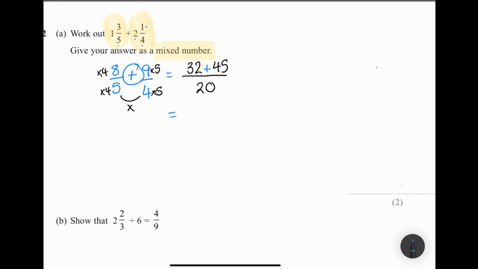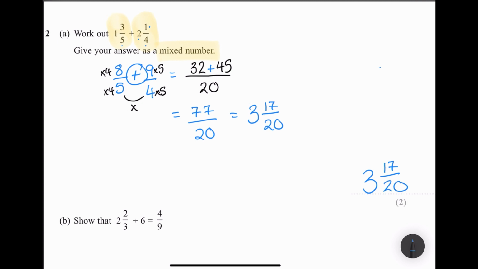32 plus 45 is 77, and that's over 20. That's not a mixed number, so I need to do one more thing. Let's see, 20 goes into 77 how many times? That's 3, nicely. That would give me 60. What is my remainder from 77? That's 17, and that's over 20. So I'd write it's a big 3, 17 over 20. That's my final answer there.